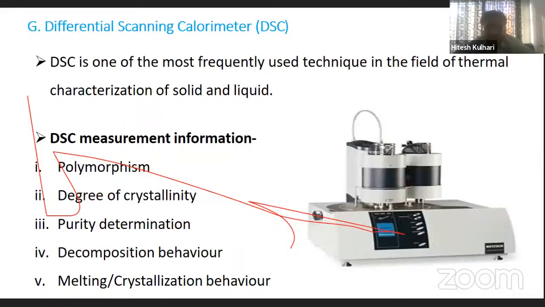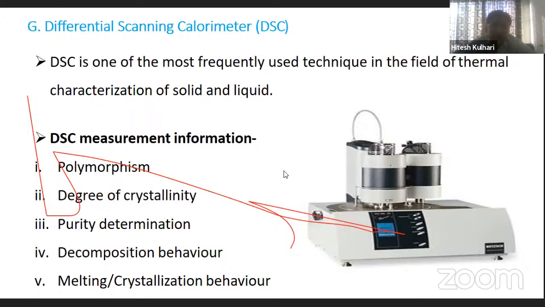Next is differential scanning calorimetry. You might be knowing this technique. This is generally used for the determination of melting points and various properties related to the energy of the material.